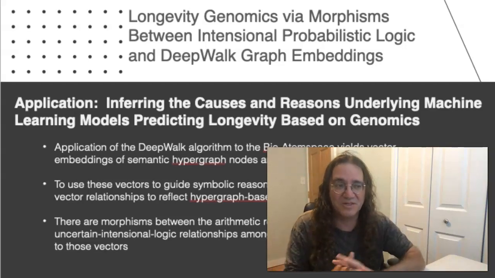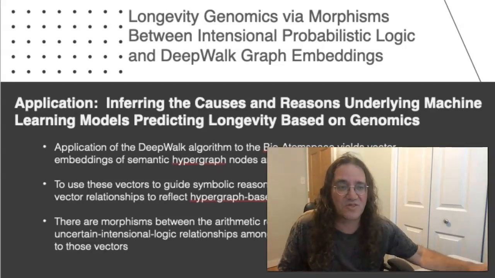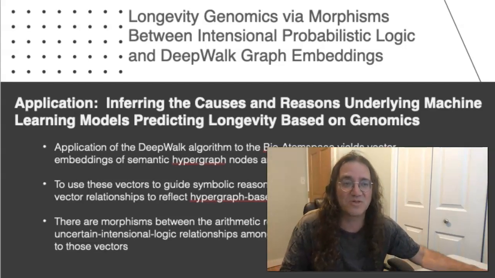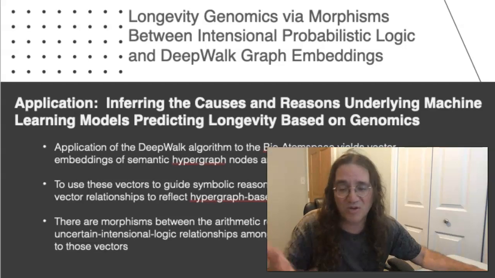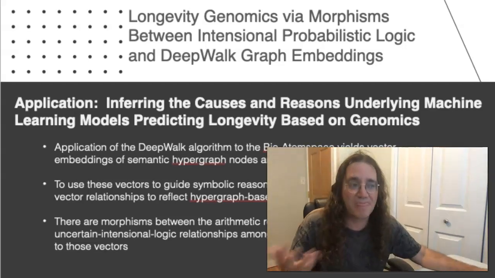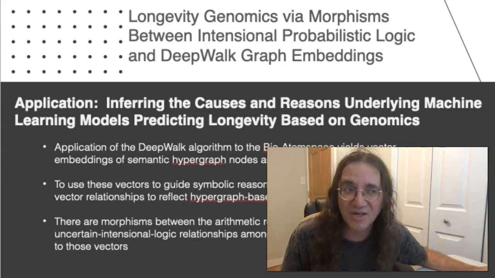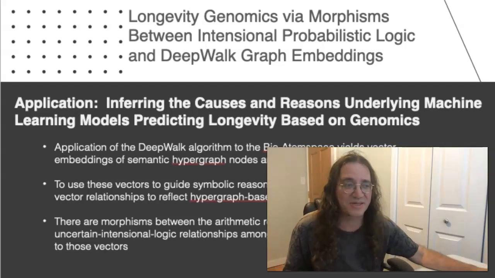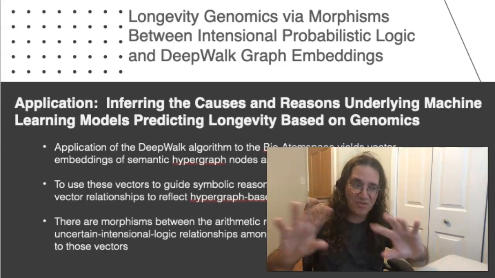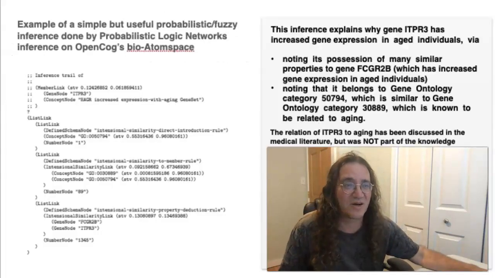I'm not going to go into the grand AGI theory too much in this talk, but I want to allude to that because that's part of why this is interesting to me. The other parts are that the application area of longevity genomics is interesting, and these are also just cool algorithmic and mathematical relationships on their own.